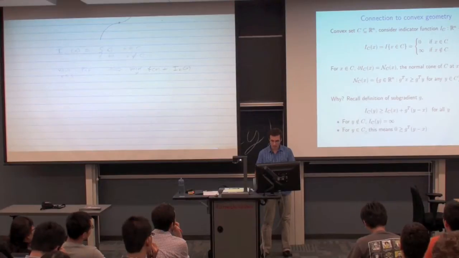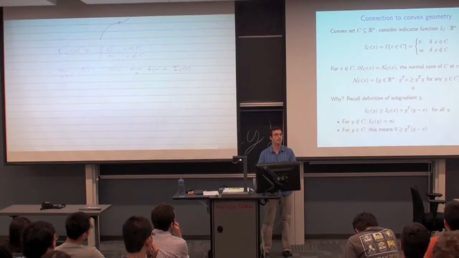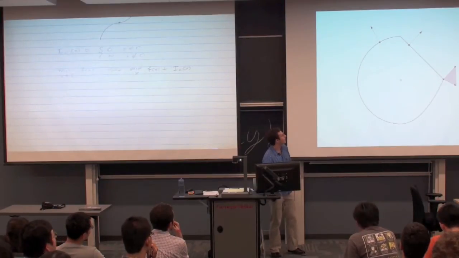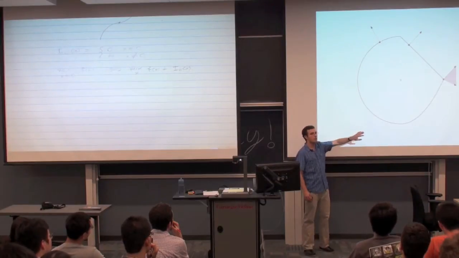And if y is in C, then this condition reduces to 0 being larger than or equal to g transpose (y minus x). Right, so if we rearrange that, it just gives us this exactly. So here's a picture of that. Let's suppose this is my convex set C. The indicator function is something that's 0 when I'm inside C and infinity otherwise.